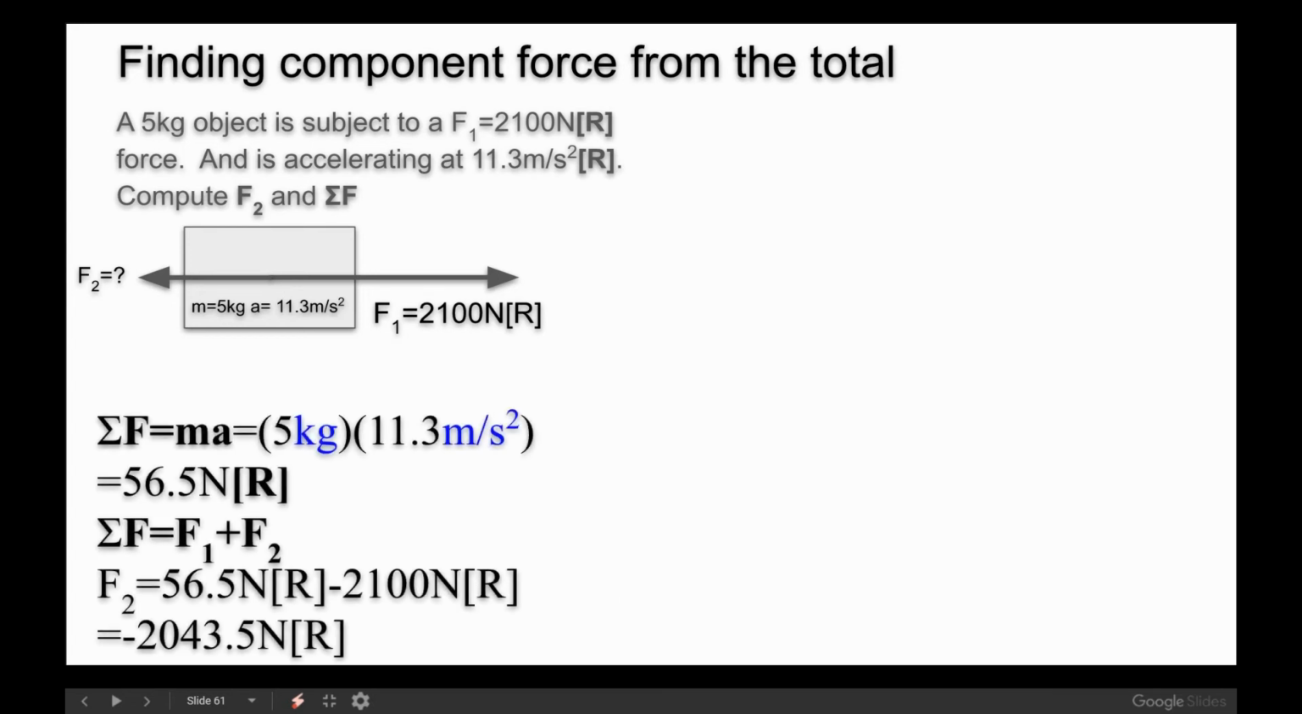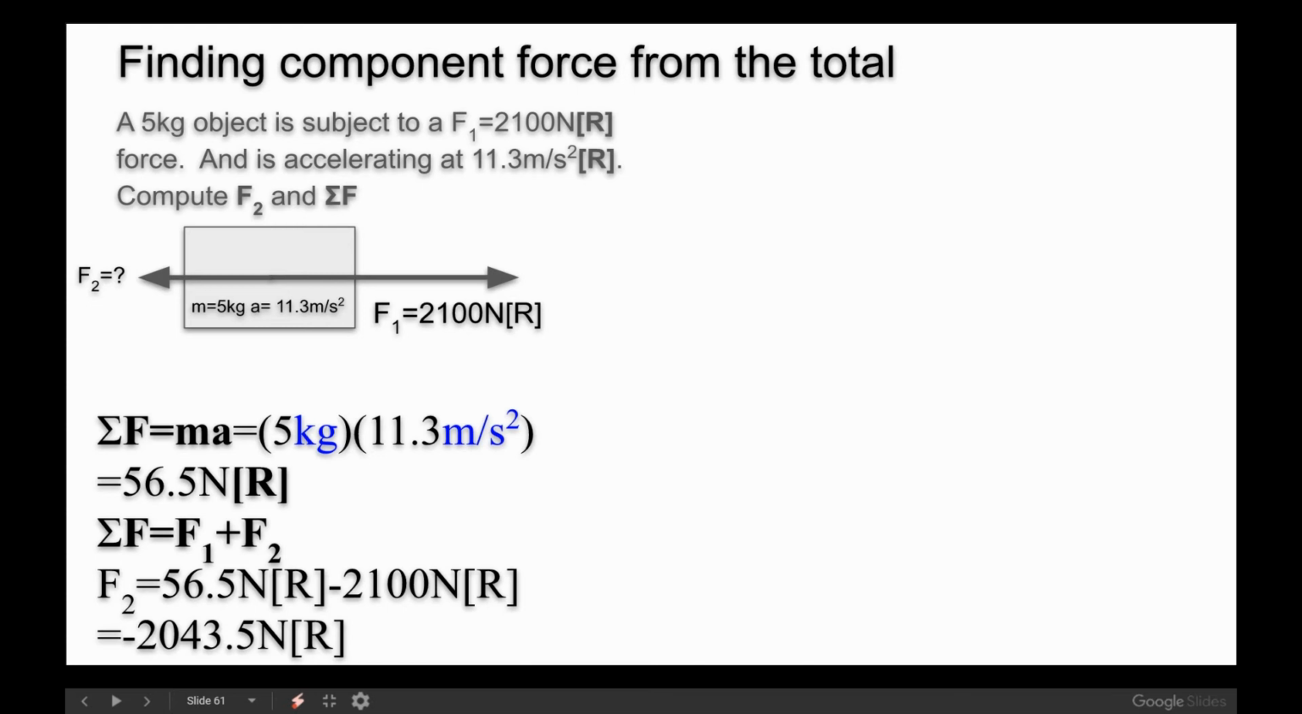The total force would be 5 kilograms times 11.3 meters per second squared, or 56.5 newtons to the right. If you know the total, and the total is now made up of 2100 newtons to the right and a force to the left, what would that be? Well, the sum of forces is F1 plus F2. So the second force would be the total, subtract force 1.